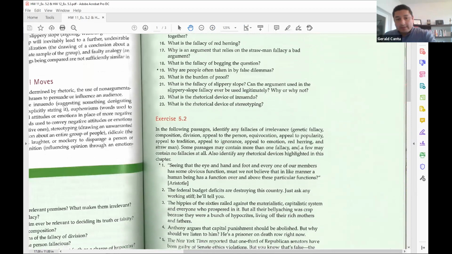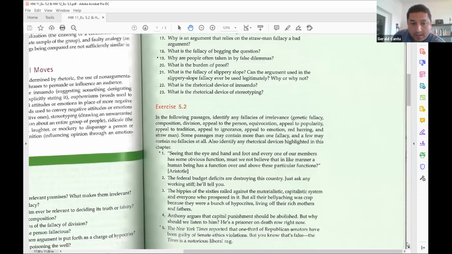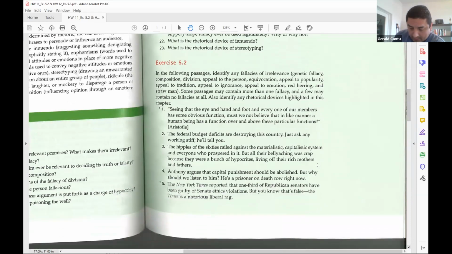I mean, you're going to have just the passage, and then in the exam, you'll have a range of options, right? Tell me which fallacy this falls under. So here, you're given all the fallacies up here: genetic fallacy, composition, division, appeal to the person, equivocation, appeal to popularity, appeal to tradition, appeal to ignorance. So it's exhaustive. It includes all the stuff we just covered. So let's look at the first one here.